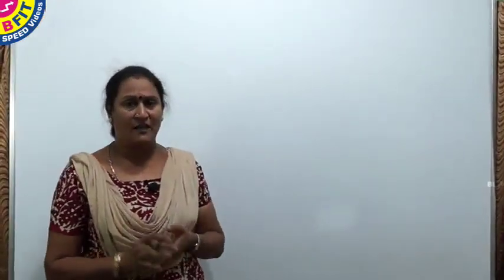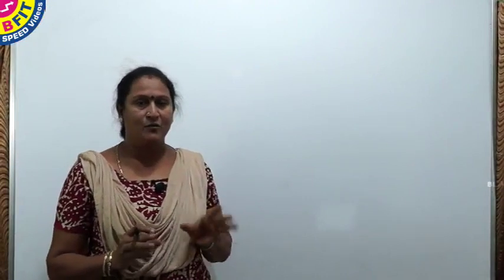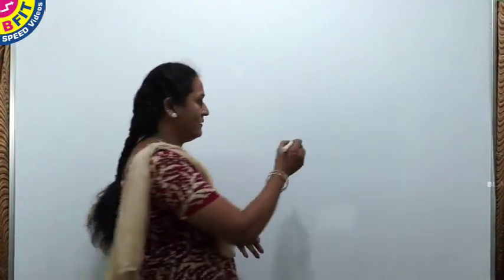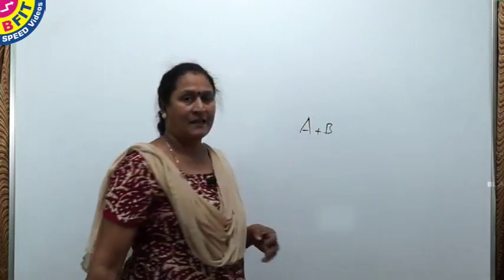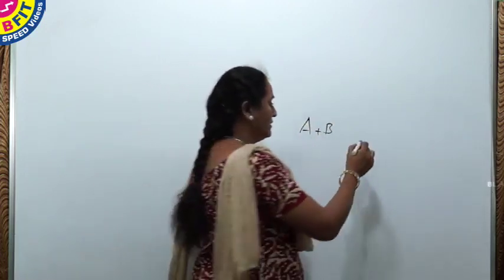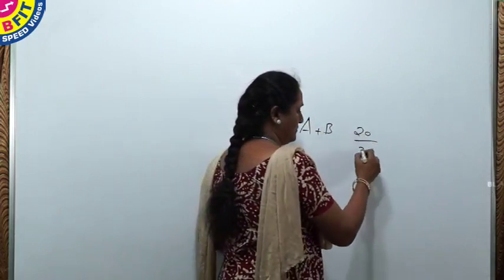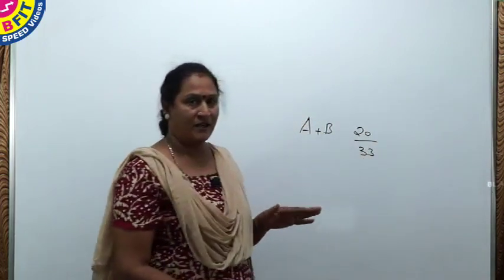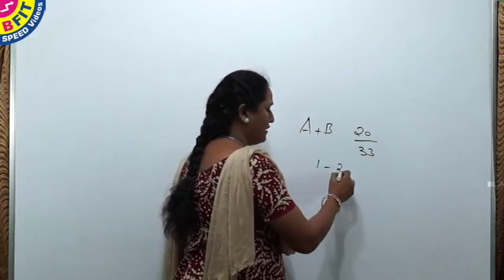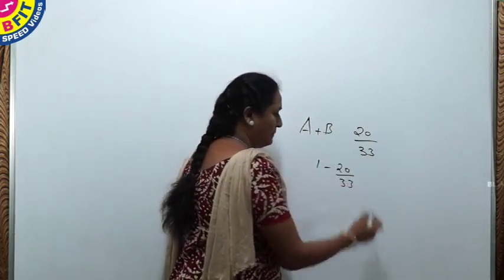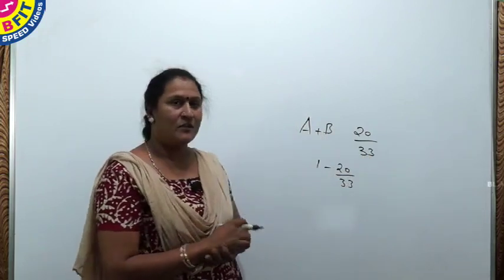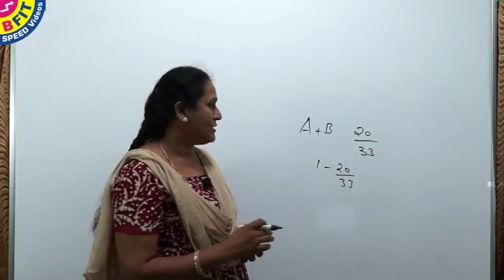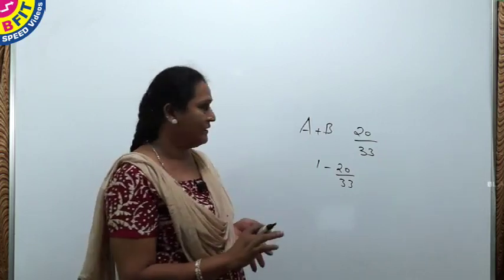In this question, this question seems to be complicated. Mostly students solve it like this: if A and B complete 20 by 33 of the work, for the remaining work they take 1 minus 20 by 33, and all this fraction type working is difficult and cumbersome also. I'll tell you how to work out this question easily.